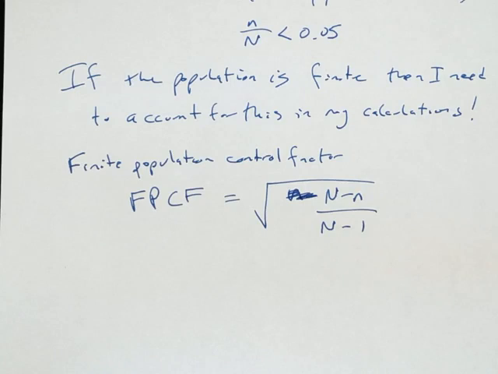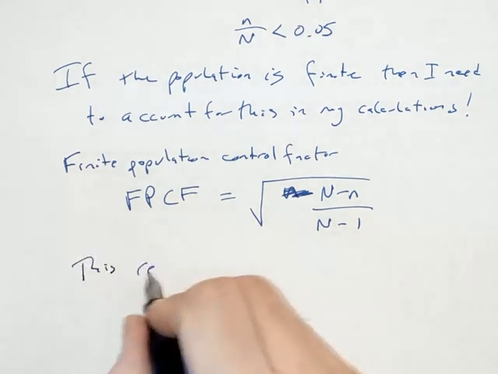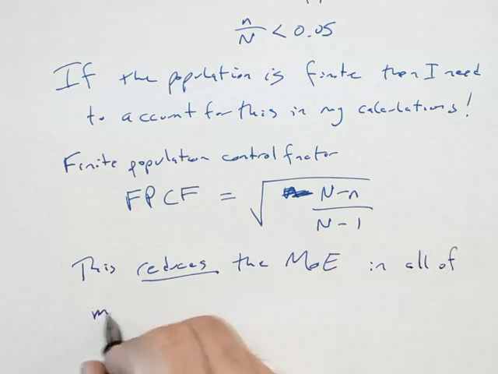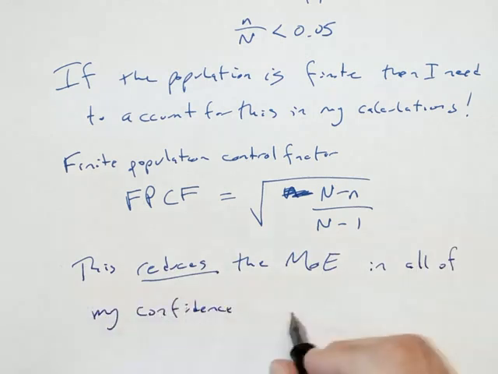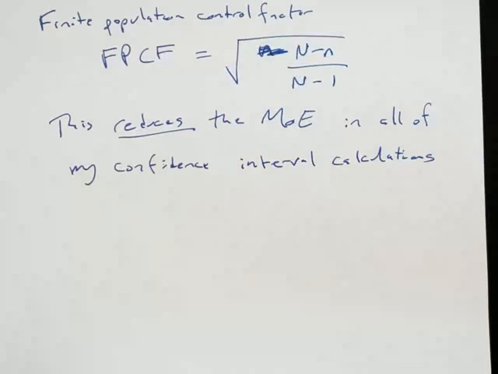So if I'm sampling out of a very large population, these two numbers will be fairly close together. But if I'm sampling out of a small population, these two numbers will be different. And what this does is it reduces my margin of error because that number is less than 1. Because I'm sampling from a larger fraction of the population, this makes my margin of error smaller. So how does that work?